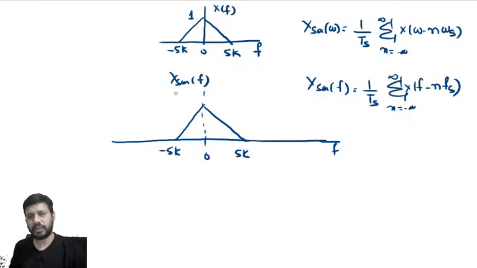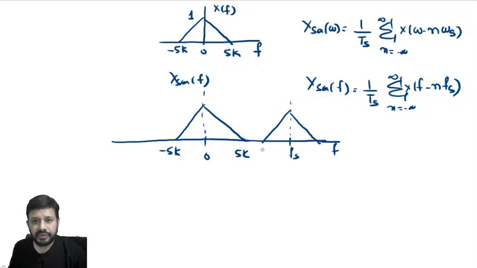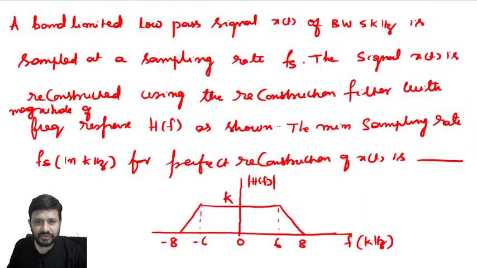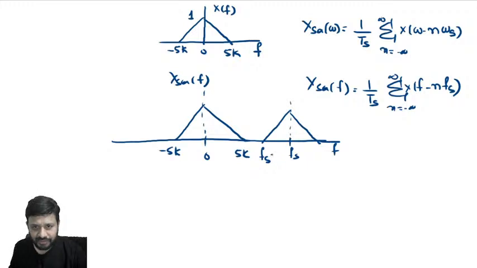What happens if I substitute n is equal to 1? X of f minus fs means centered around fs. You can observe, just now we have seen omega s minus omega m and omega s plus omega m, which means fs minus fm, that is fs minus 5k. This must be fs plus 5k.